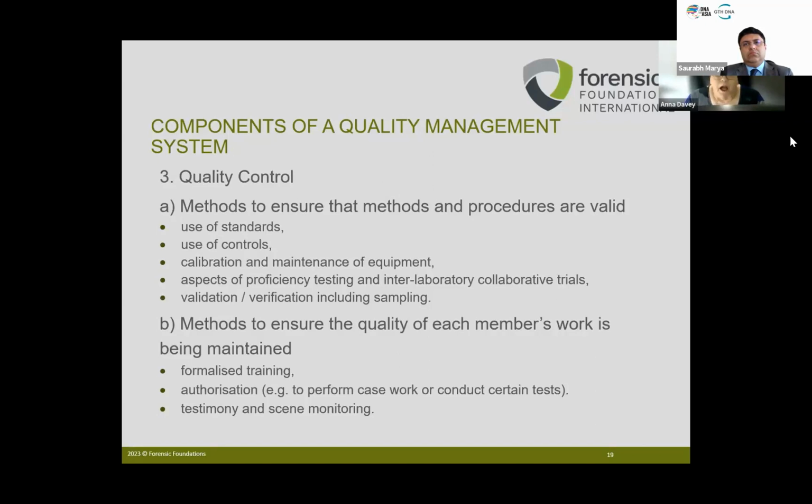The second part of quality control are methods to ensure the quality of each member's work is being maintained. Okay, so we need a formalized training program, so we know that people are being trained properly and all the information that they need is being covered. Authorization to perform casework, and testimony and scene monitoring. So those people who give evidence in court, those people who attend scenes and collect samples from the scene, that's also an essential part of the work that's being produced and the product that's being produced. So that needs to be checked as well.